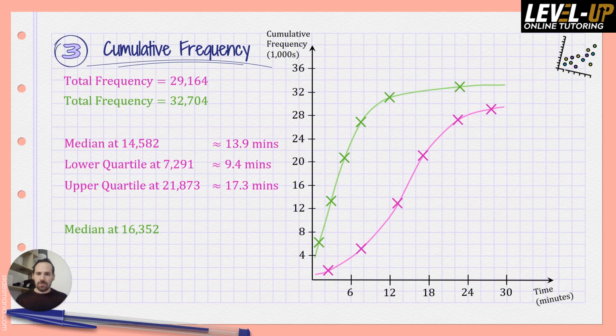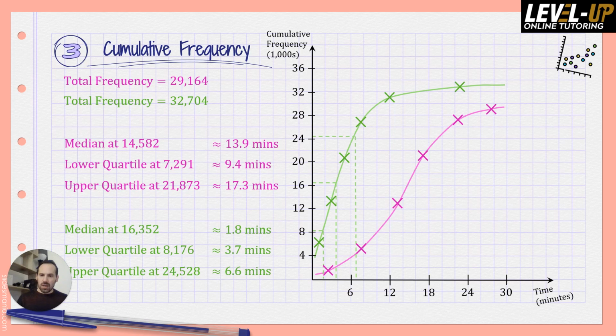And we can do the same thing for the green one. We can see the median is a lot lower, and the quartiles, if we read across to those, are also a lot lower, because we see that the data was a lot more front loaded. So yeah, we get actual accurate times for how long people were spending on each of the sites there.